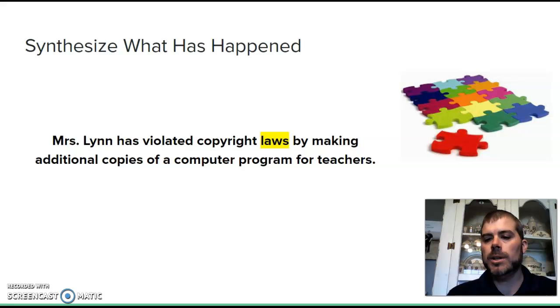Now we're going to synthesize what has happened in a single sentence. Mrs. Lynn has violated copyright laws by making additional copies of a computer program for teachers.